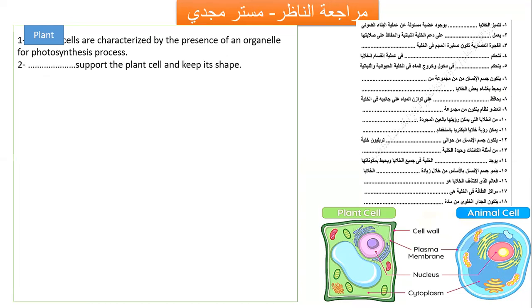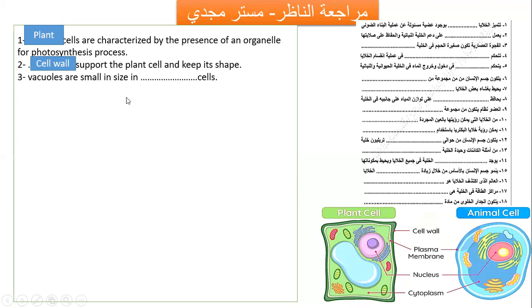Question number 2. What supports the plant cell and keep its shape? What gives the plant cell definite shape? Excellent. Cell wall. Cell wall supports the plant cell and keep its shape.